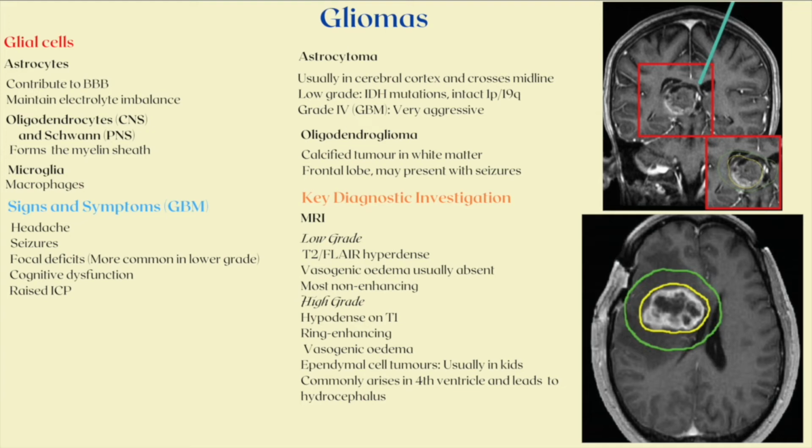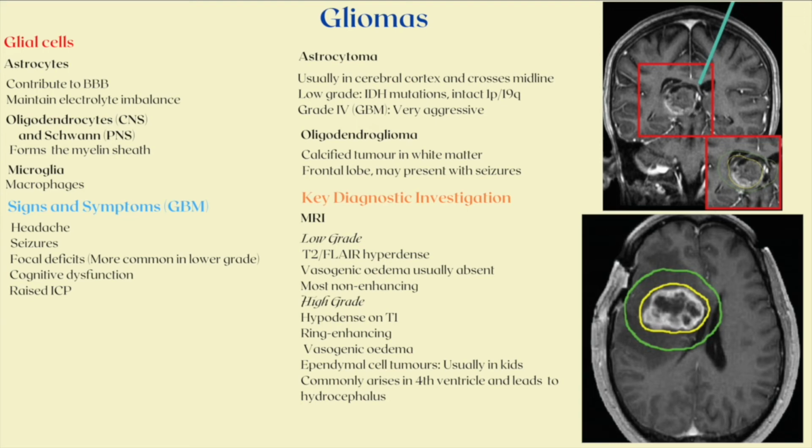In contrast, high-grade tumors are hyperdense on T1. They are ring-enhancing along the margins with central lack of enhancement, indicating necrosis. Vasogenic edema is present, and there is increased blood flow and volume.